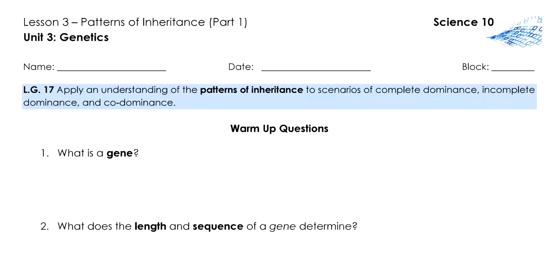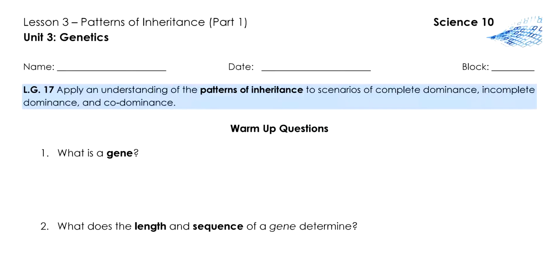Hi everyone, this is Miss Moore and today we are continuing our genetics unit with a lesson on patterns of inheritance. The focus of today's lesson will be how traits are passed from parent to offspring and why some traits are visible while others are not.